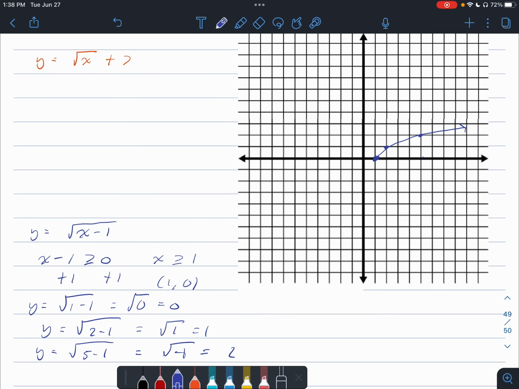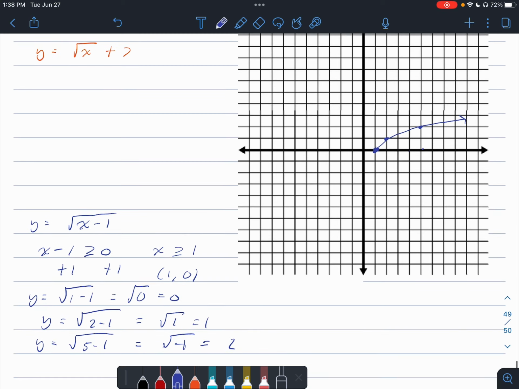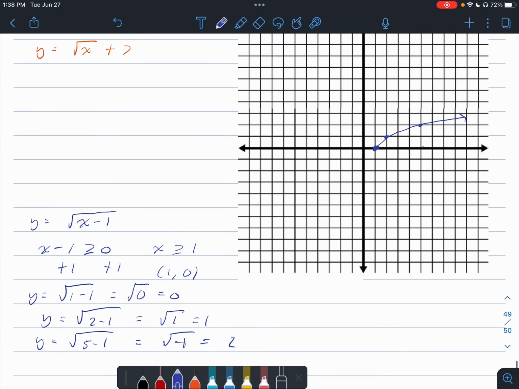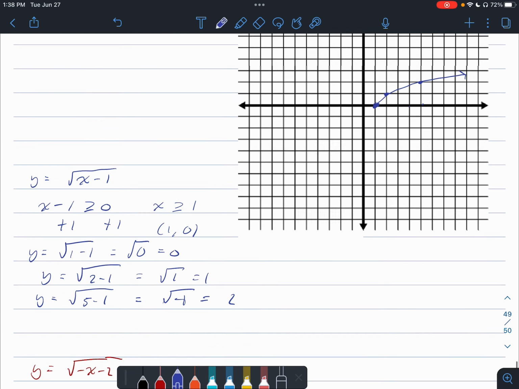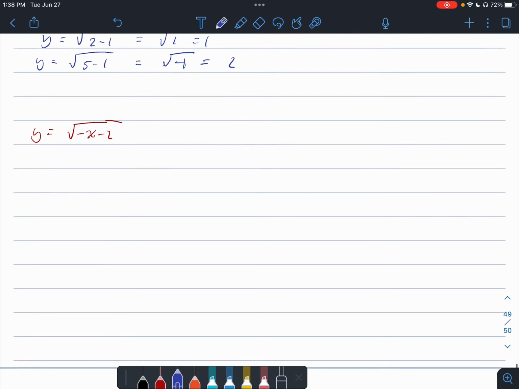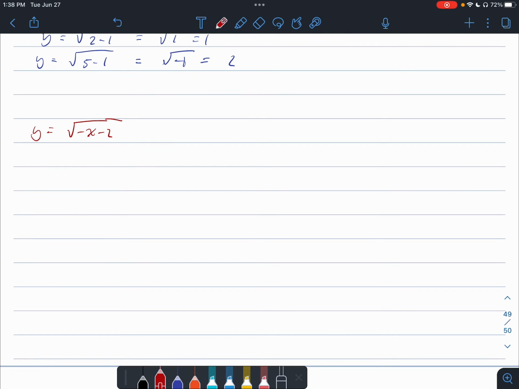And all of the examples that you're going to see in Alex are going to be going off to the right, and so you're going to have your leftmost point. But let's see what happens when that's not the case. Okay, so here we have y equals the square root of negative x minus 2.